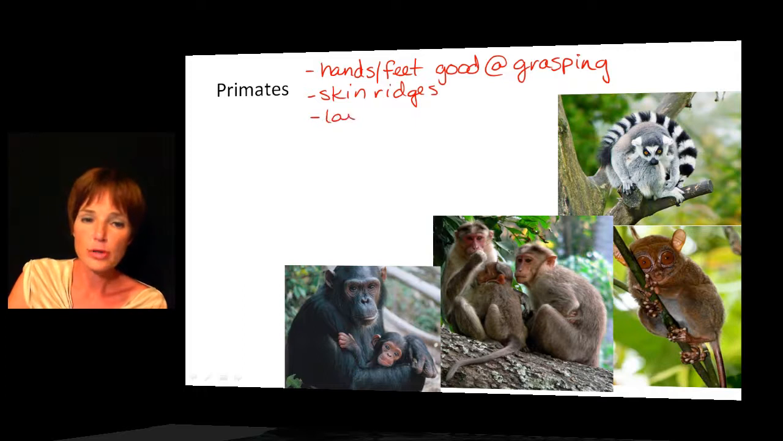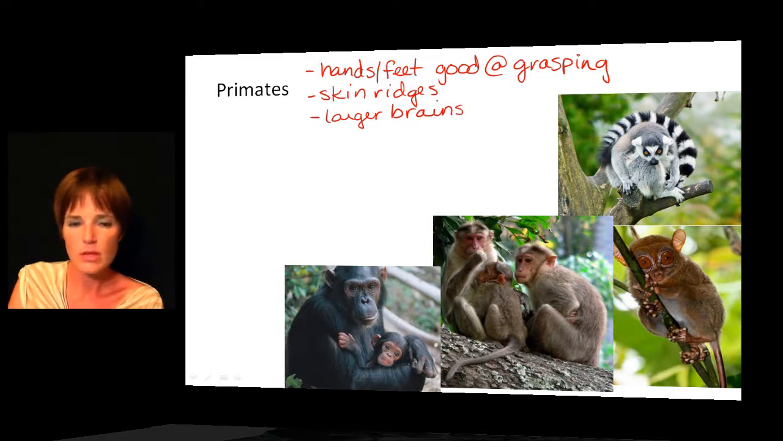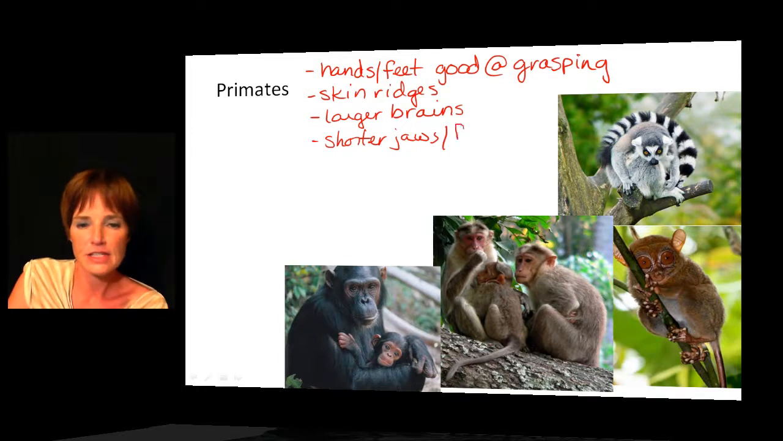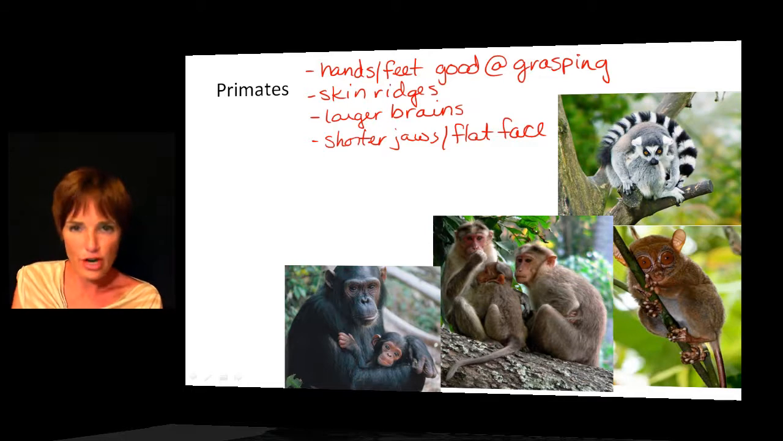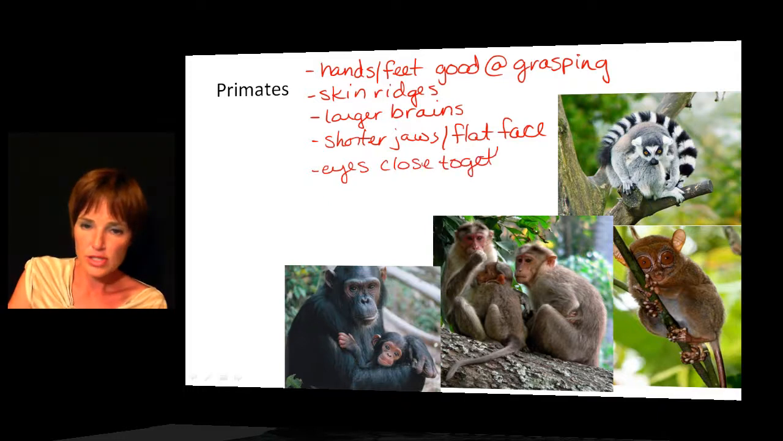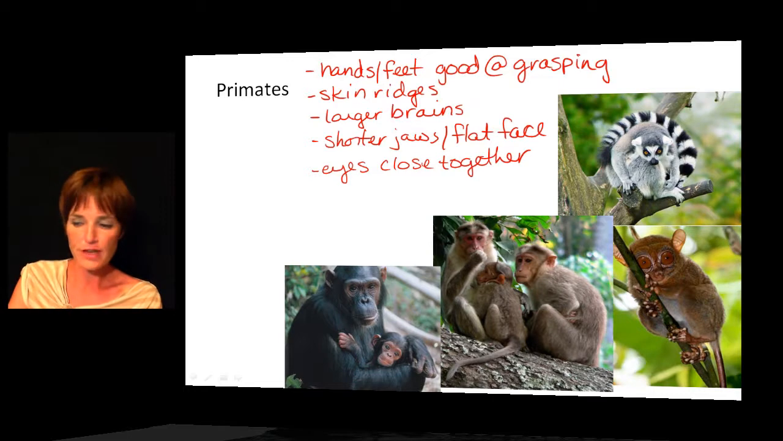We're going to see that here. They're going to have larger brains than what we have in other animal groups. They're going to have shorter jaws and a flat face. So overall, their skull is going to look quite different from the skulls of other mammals. Their eyes are going to be quite close together. And not only just close together, those eyes are going to be on the front of the face.